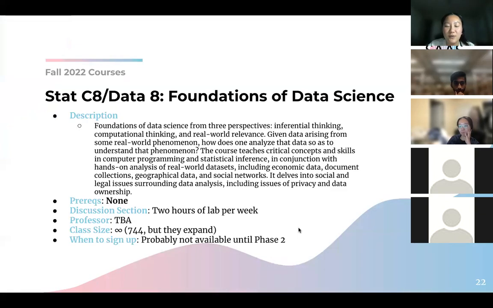Okay, so the first one up is Data 8, good old Data 8, Foundations of Data Science. Like a lot of the classes right now, it's totally in flux. They didn't say who the professor is yet. The class size, they expand, but they say 744 on the course catalog. When to sign up, I don't know when they'll release this. You might be able to phase 1 it if they release it before phase 1. I honestly think it might be safe to phase 2 it though, just because they do expand.